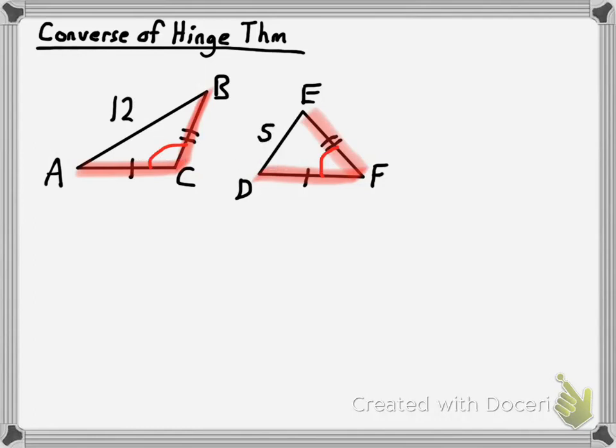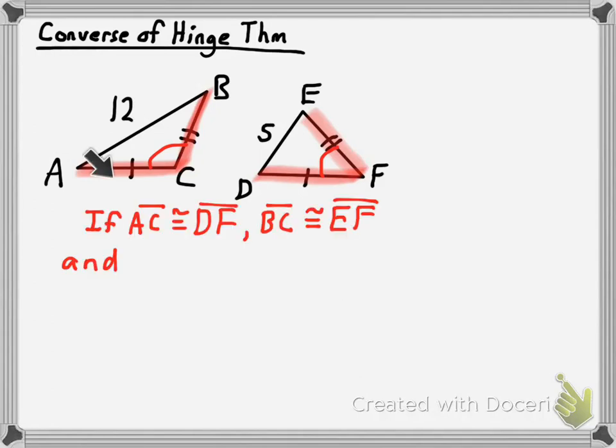All right, so the converse of the hinge theorem would tell you that if triangles had two pairs of congruent sides and the third side of one is larger than the third side of the other, the included angle for the first triangle is greater than the included angle for the second triangle. I'll write that out in terms of segments and angles here.